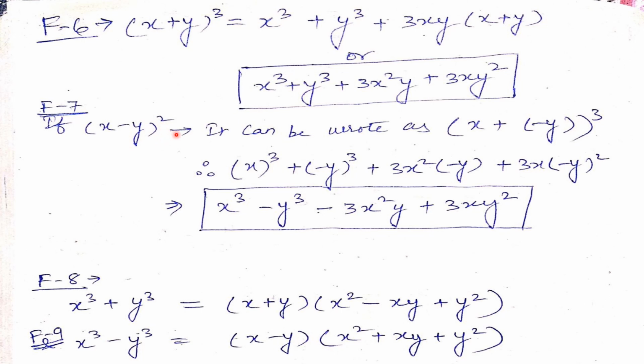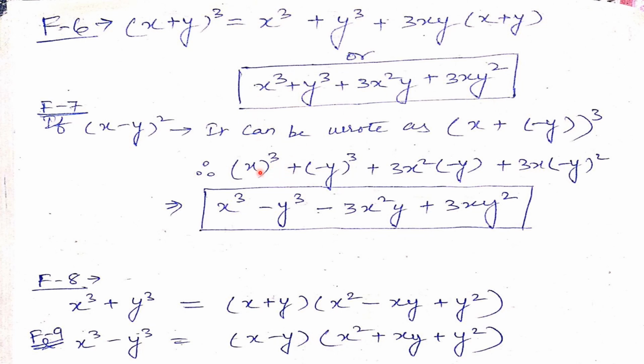Now it can be written as x + (−y) whole cube. Why am I writing like this? To make it similar to this form. You can see now x and x are comparable, plus and plus are same. This y is replaced by minus y. So what will we do? We will just replace y in this answer by minus y to get the new formula.